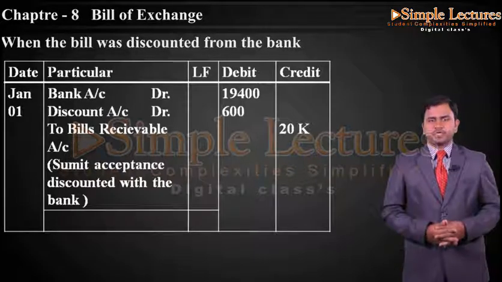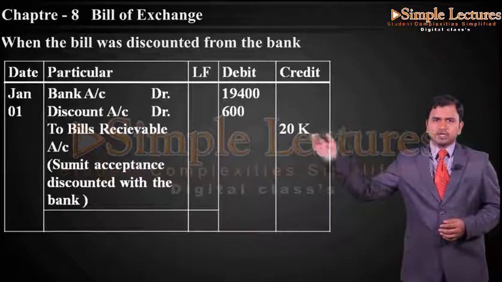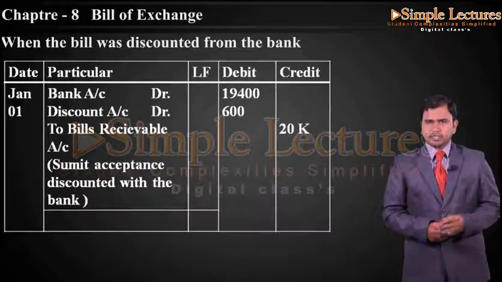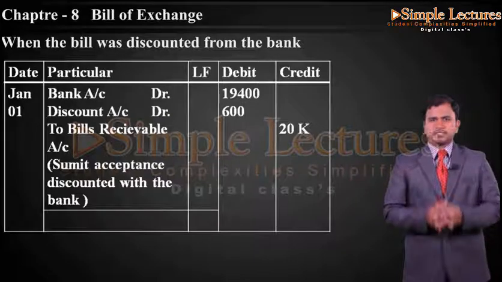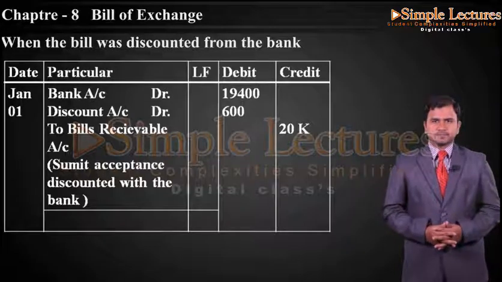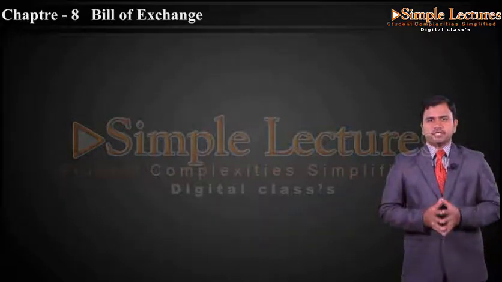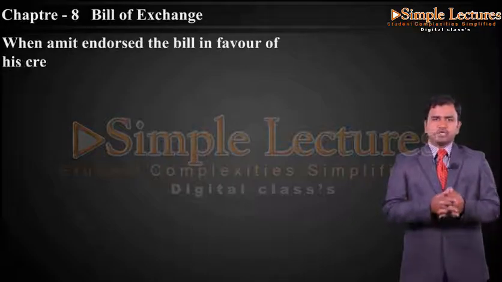So let me repeat once again. Jan 1st, bank account debtor 19,400, discount account debtor 600, and to bills receivable account 20,000. Narration: Sumit's acceptance discounted with the bank. So coming to case 3, the bill was endorsed to the creditor, who is Ankit.